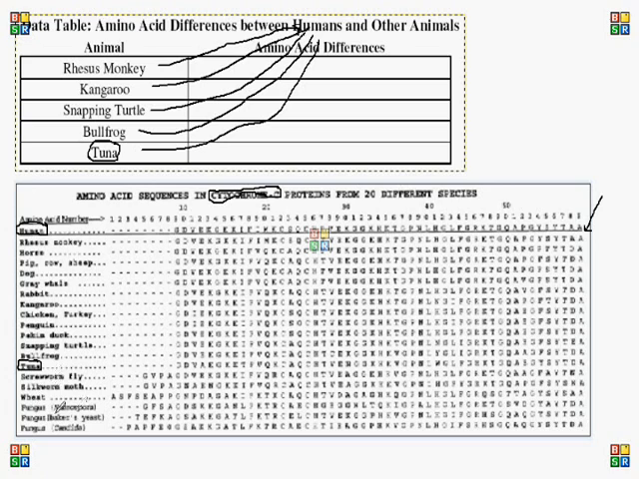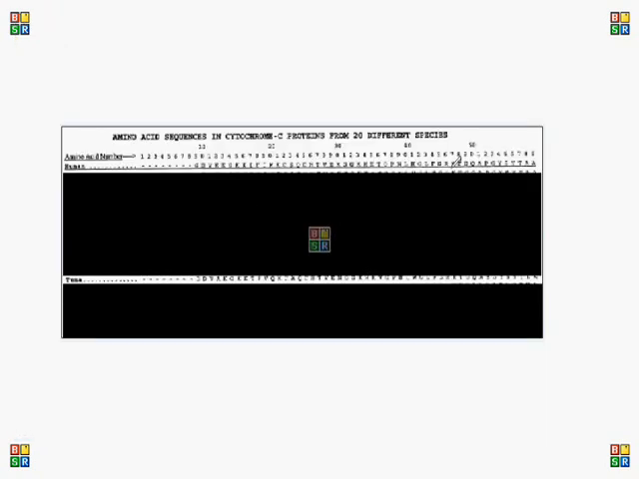That's just one type of protein. There are many other types of proteins in our body. So cow, pig, sheep, dog, gray whale, rabbit, kangaroo, chicken, turkey, penguin, Peking duck, snapping turtle, bullfrog. Here's tuna, which is what we want to compare. Screwworm fly, silkworm moth, wheat, fungus Neurospora, fungus baker's yeast, and fungus Candida.